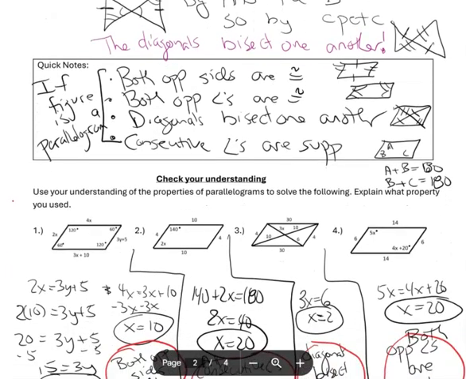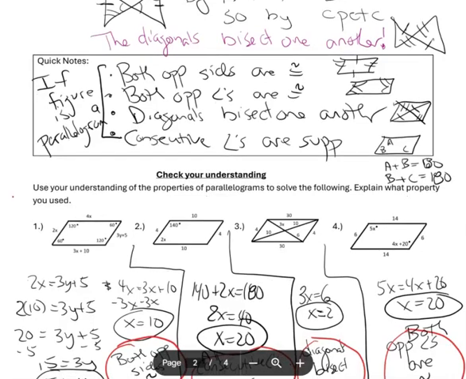Now, putting all this together, if you know a figure is going to be a parallelogram, you know by definition both opposite sides are going to be parallel. But beyond that, you know both opposite sides are going to be congruent. You know both opposite angles are going to be congruent. You know that the diagonals bisect one another.